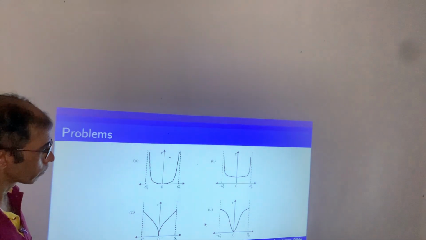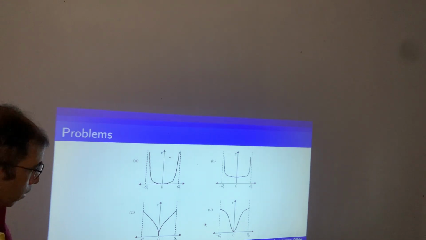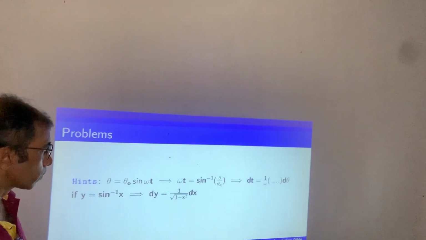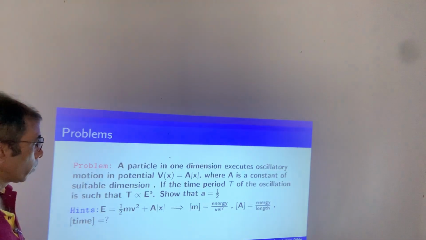Okay. Here we have minus theta naught, we have plus theta naught. Minus theta naught, plus theta naught, in each of the plots. Okay. We go to the next problem.